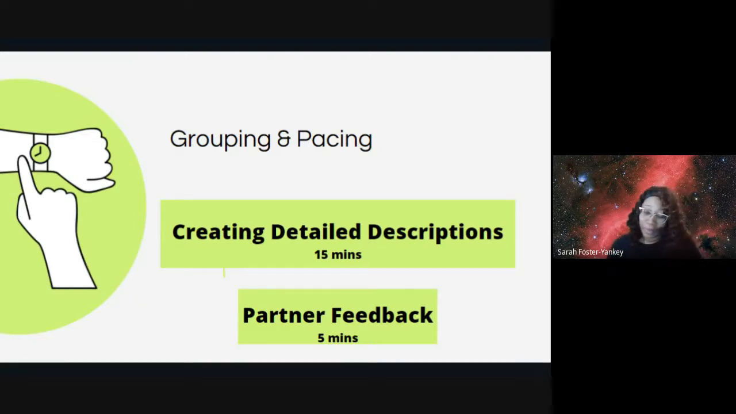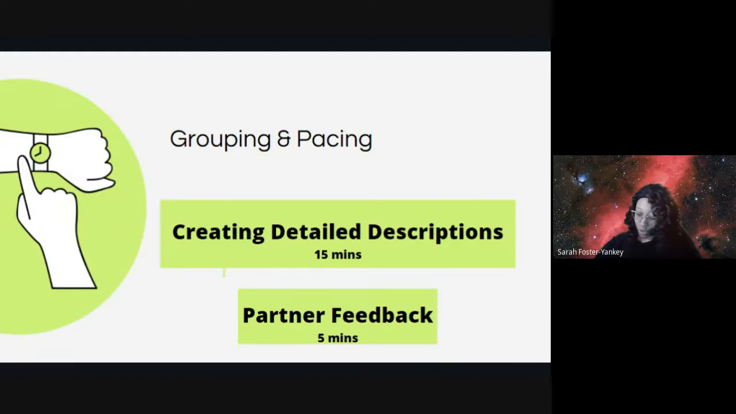Right. So there is a check for understanding where the teacher is going to circulate and just make sure that students are writing. You're asking them questions about the house that they're writing about, and if they need some prompts to get them started, you're just offering those.